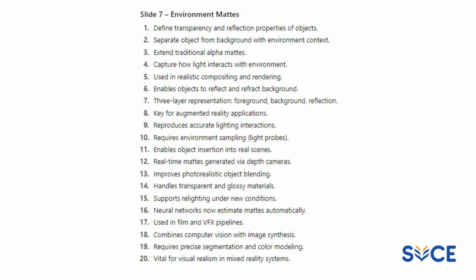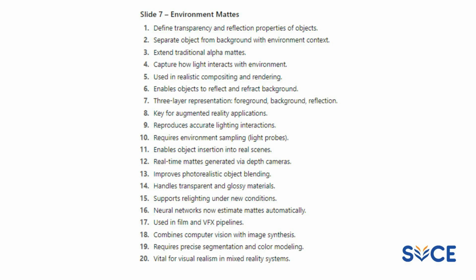So basically, in this topic, we have discussed how the transparency and reflection properties of objects separate objects from the background with the environmental context, and also extend the traditional alpha method. So here it captures how light interacts with the environment. It's also used in realistic compositions as well as in rendering methods. It enables the objects to reflect and refract the background.